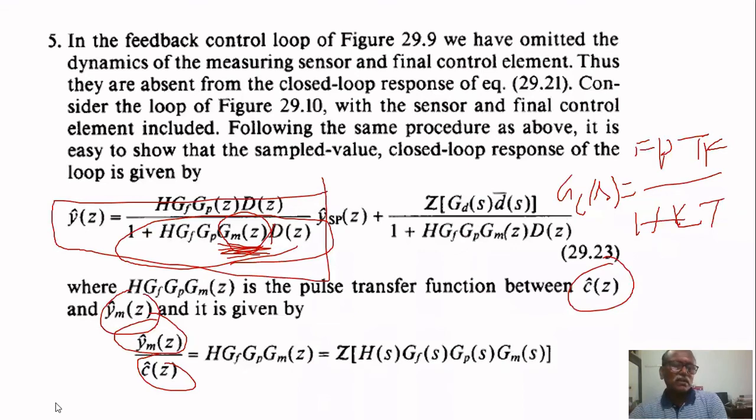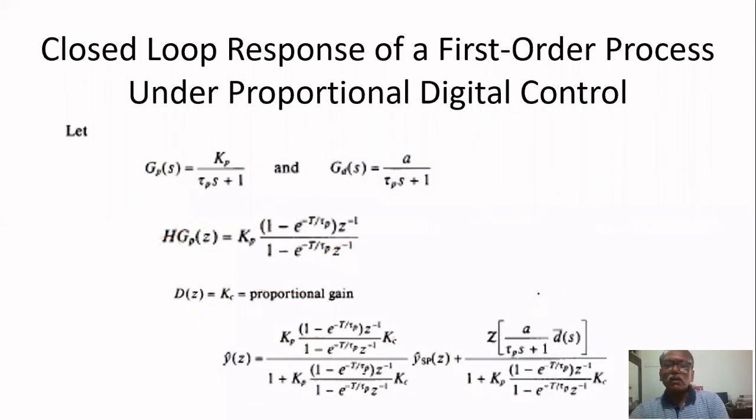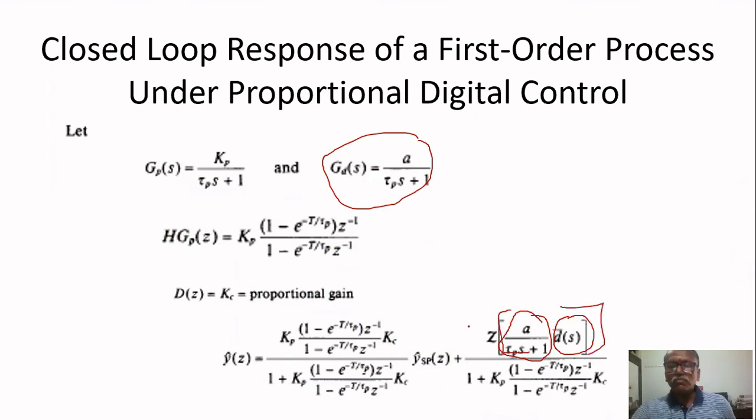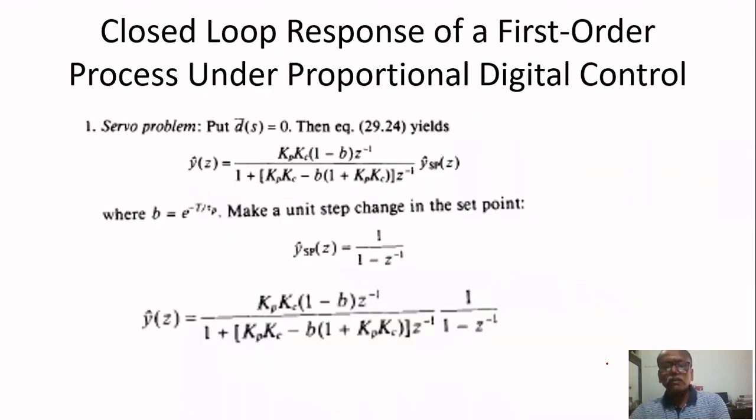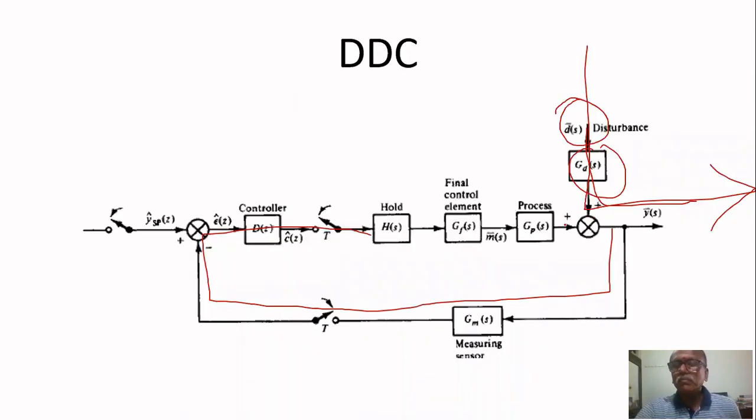So if you see that here, what is there in the forward path? This alone is there. So this is written here, multiplied by D of S. For that we need Z transform, since it is a discrete system. This is the forward path transfer function. In the feedback path, what is there? You see here, all the elements are in the feedback path. So this is the forward path.